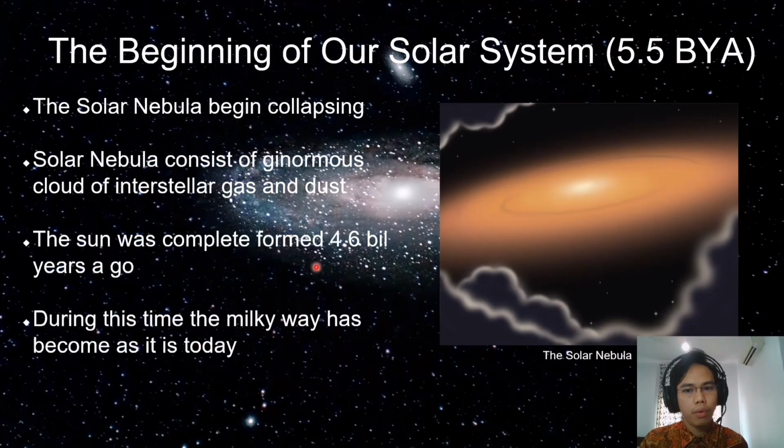Let's start at 5.5 billion years ago, when the solar nebula began collapsing. What is the solar nebula? It consists of a ginormous cloud of interstellar gas and dust. The solar nebula is what triggered the formation of our sun. The sun was completely formed 4.6 billion years ago. During this time, the Milky Way had become as it is today.